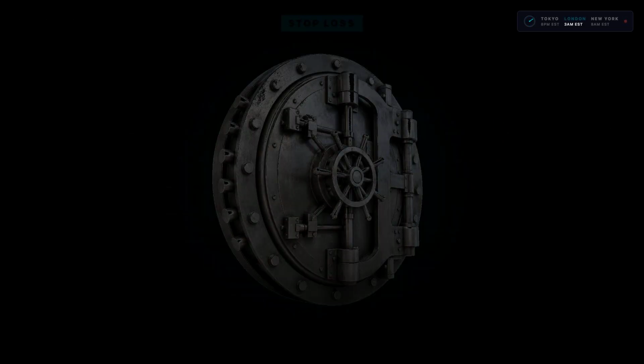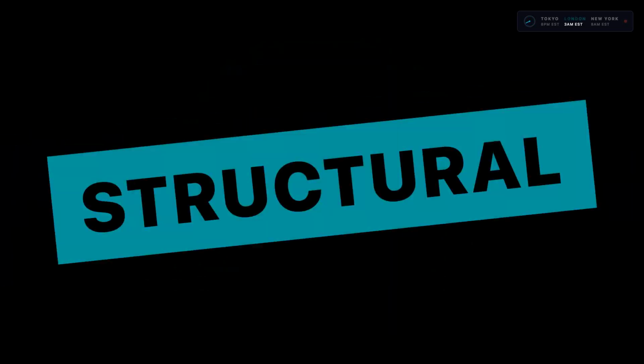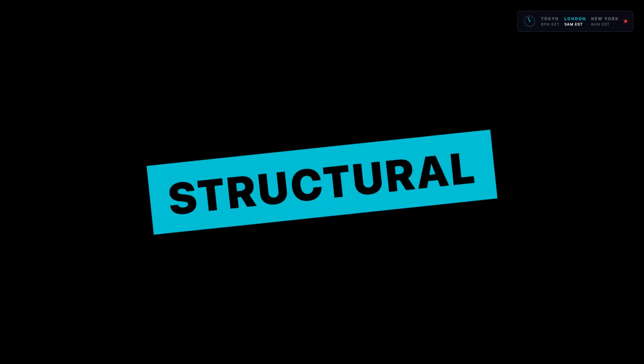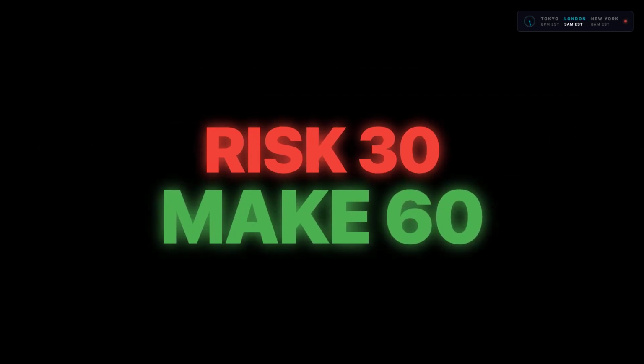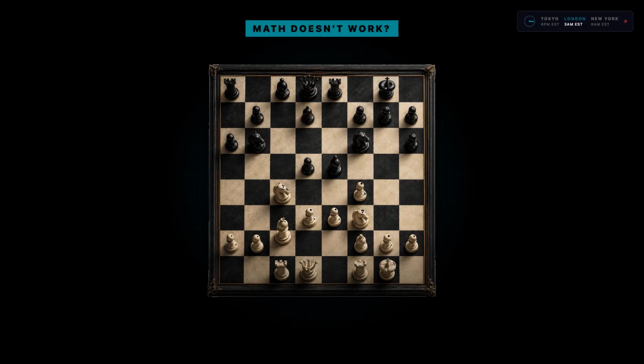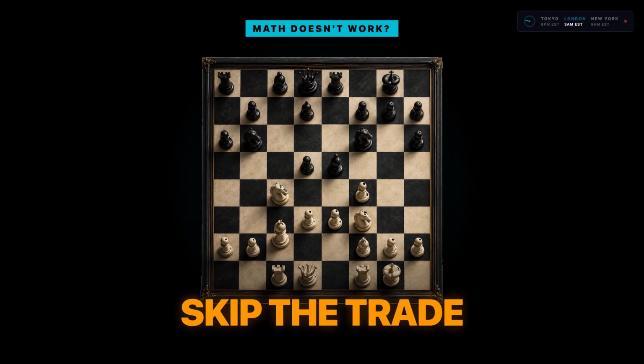Step 4. Stop loss goes just beyond the opposite end of the Asian range, not arbitrary, structural. Take profit at a minimum of 1 to 2 risk reward. That means risk 30 pips to make 60. Anything tighter than 1.2 is not worth taking. If the trade cannot hit a 2R target before structure breaks, you skip it entirely.